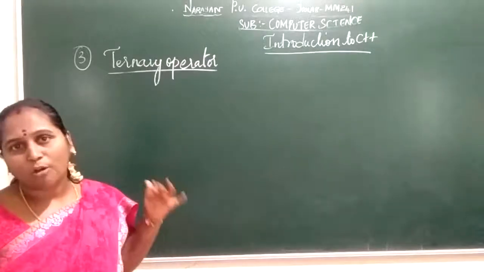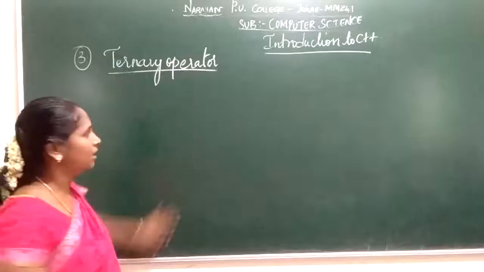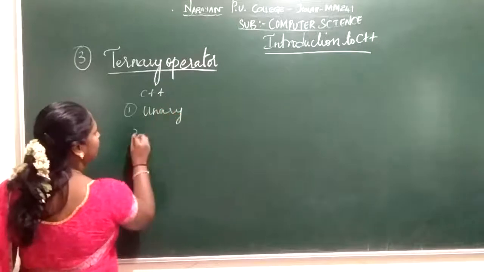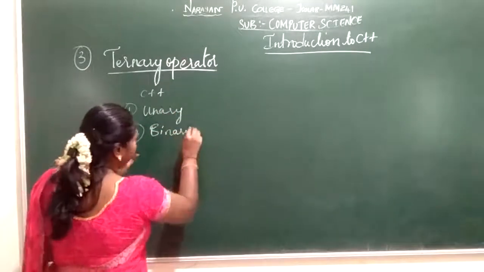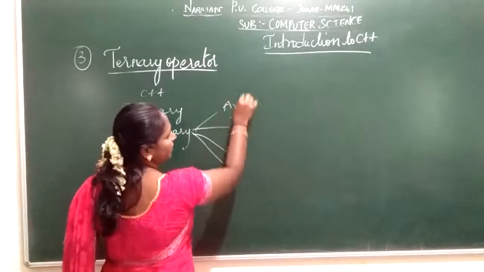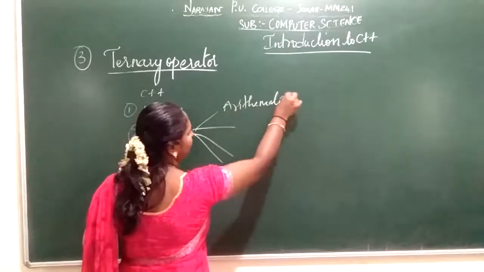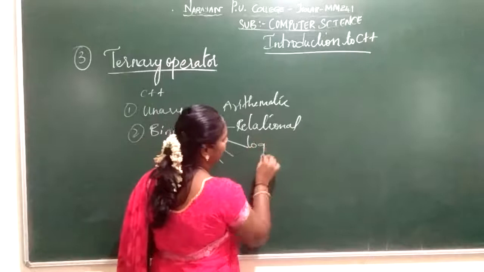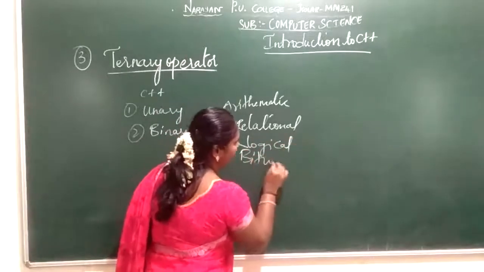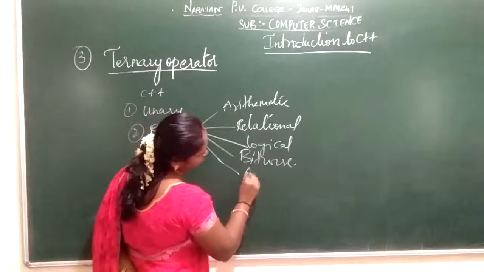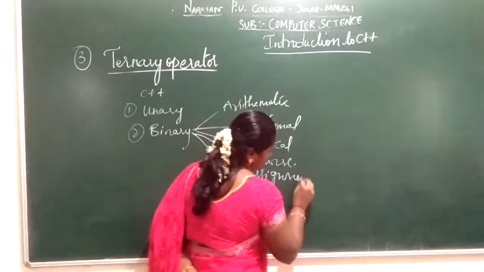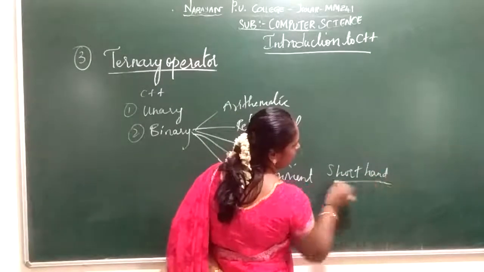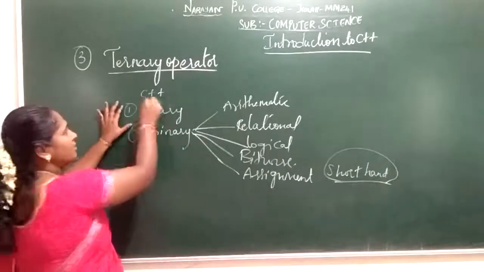The third type of C++ operator supported is the ternary operator. First, the type we have seen under C++ operators is the unary operator. Second, we discussed binary operators. In binary operators we discussed arithmetic operator, then relational operator, next logical operator, bitwise operator, and finally assignment operator. In assignment, we saw the shorthand representation of an operator. So till here we have discussed these C++ operators.